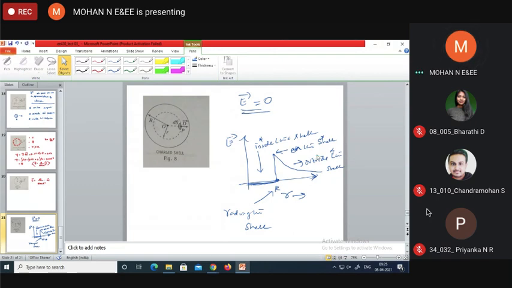Any doubts here up to this point? So what can you expect from an exam point of view? From an exam point of view, you'll be given different scenarios, and you'll be asked to apply Gauss law in finding the electric field.